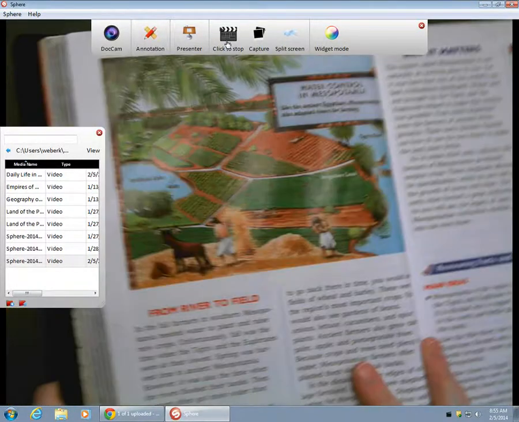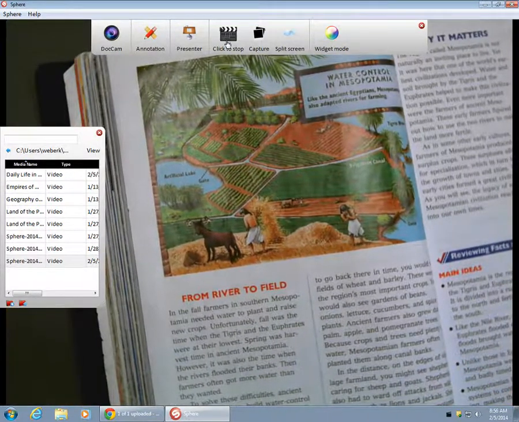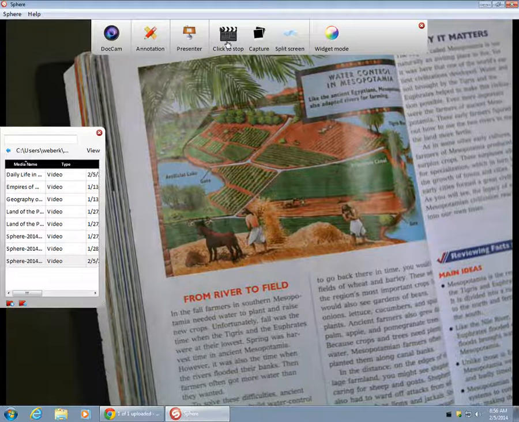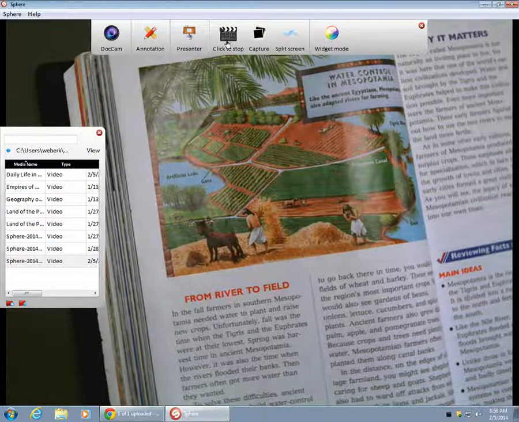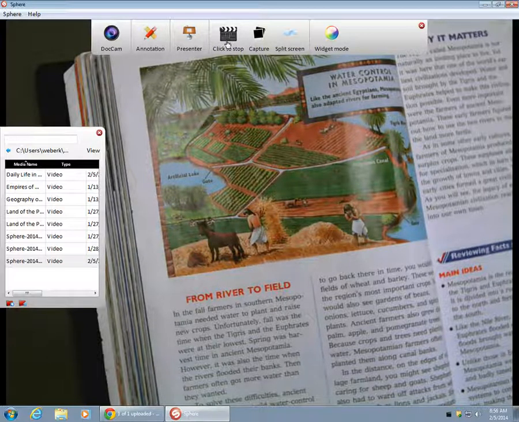From river to field. In the fall, farmers in southern Mesopotamia needed water to plant and raise new crops. Unfortunately, fall was the time when the Tigris and Euphrates were at their lowest. Spring was harvest time in ancient Mesopotamia. However, it was also the time when the rivers flooded their banks. Then farmers often got more water than they wanted.